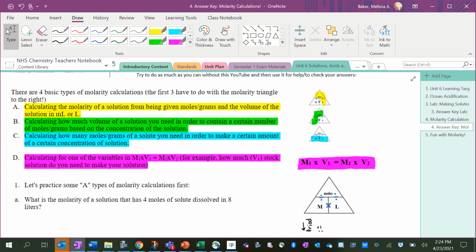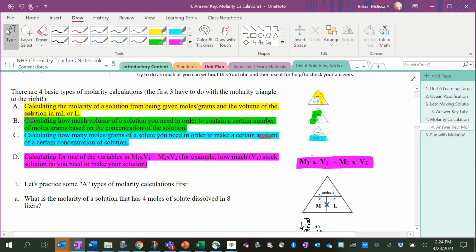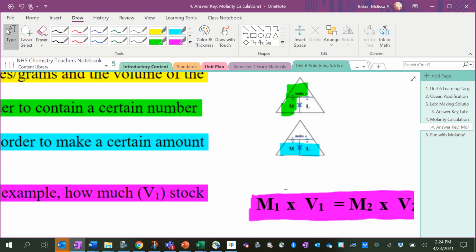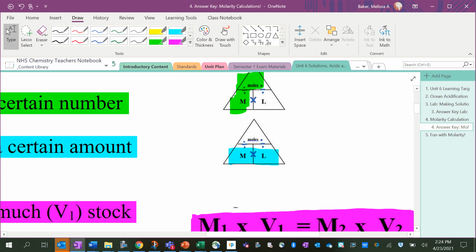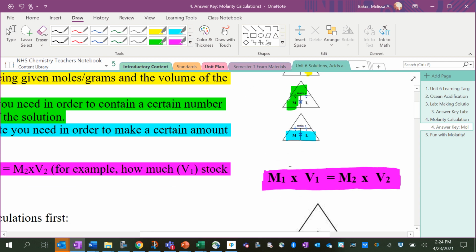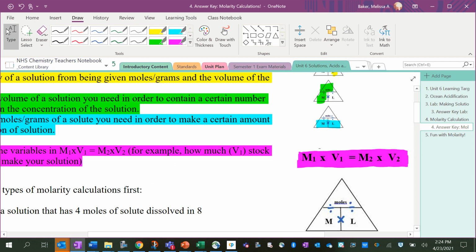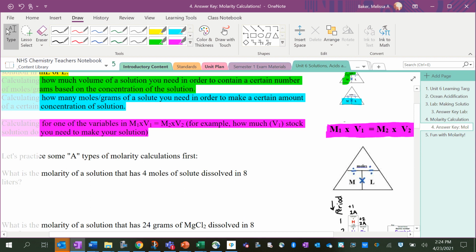Letter C, the blue one, is calculating how many moles or grams of a solute you need in order to make a certain amount of a certain concentration of a solution. So if you need to know moles, then you would cover that up with your thumb and you would do molarity times liters to determine moles. And then from there, you would multiply by the molar mass to get it into grams.